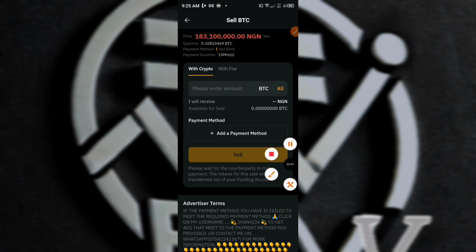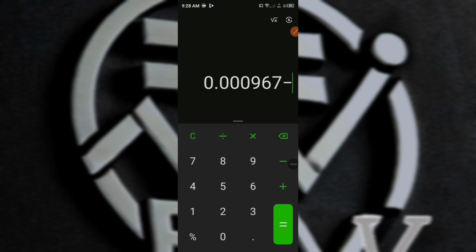Just follow me through. Remember that if we were using a quantity of 100 USDT to buy BTC, we'll be getting a quantity of 0.000967 BTC. So we'll now multiply this times the rate at which we are selling our BTC to that merchant, which was 183.1 million. So our total cashback will be 177,057 Naira. And remember, we're using a total capital of 162,000. So if you minus your capital from this, you'll be getting about 15,000 Naira per transaction from this arbitrage process.